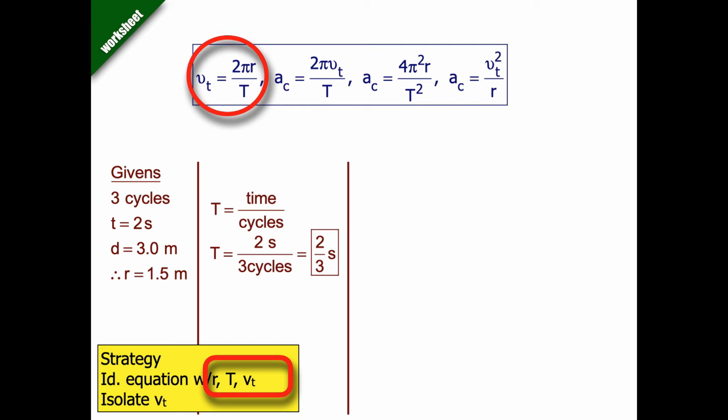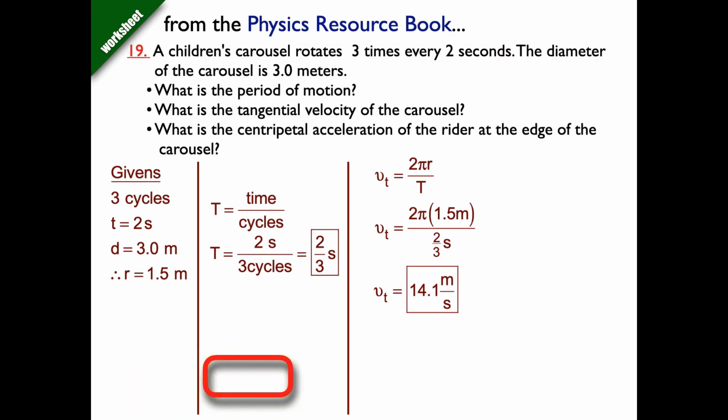All right, so the velocity is equal to the circumference divided by the time to go around the circumference once, which is the period of motion. So tangential velocity is equal to 2 pi r over T. So vt with my numbers, 2 pi times 1.5 divided by 2/3 of a second. And then doing a little bit of math, I get 14.1 meters per second. Awesome. Okay, so let's kind of move on and do the third question.